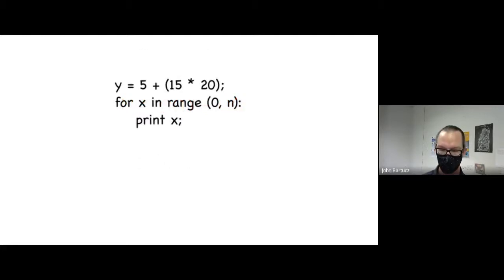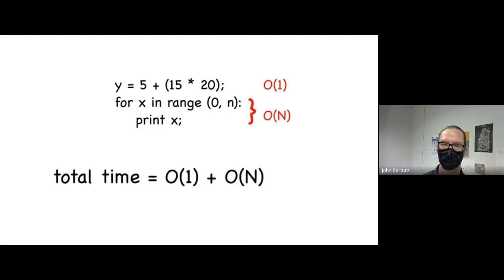Here's another sequence. The first line we know, again, is big O of 1, and the for loop is big O of n. The total time is the summation of these two, but remember we drop low order terms. When n gets large, the time it takes to compute y is meaningless, as the for loop dominates the runtime.